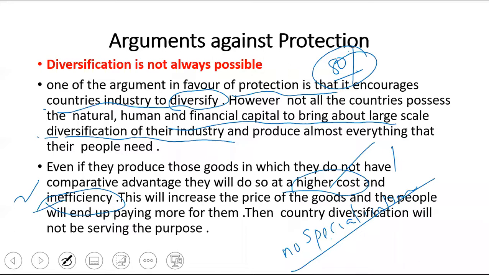You are producing the goods, but the problem is you have no cost advantage, so the cost will be high. Cost is high means you are inefficient. Nobody will buy the product. Neither domestically nor abroad will anyone buy it. So what is important is that you have to see how much its cost is and how much its efficiency is. You have to look at all this. Okay? Yes.